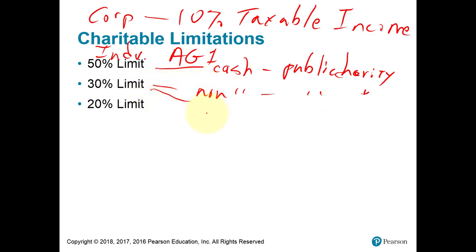If an individual contributes non-cash to a public charity, then the limitation is 30% of AGI. If an individual contributes cash to a private charity, sometimes they call it private foundations, like the Bill and Melinda Gates Foundation. They don't accept money from the public, and they get to deduct, at least in any 1 year, 30% of their contribution or 30% of their AGI. If it's non-cash going to a foundation, then it's 20% of AGI.